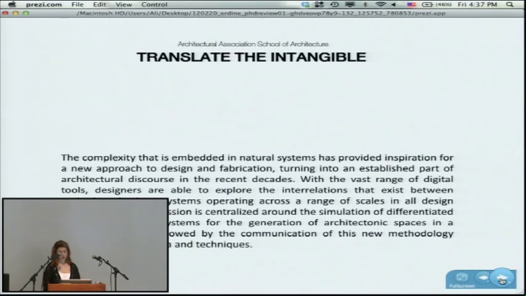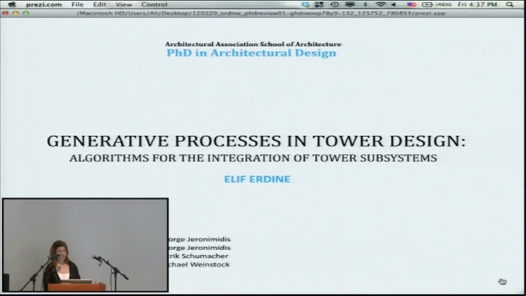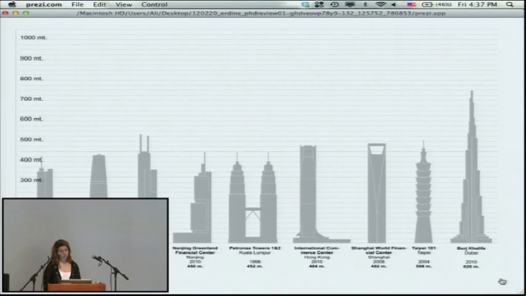So I will begin with my PhD research, which is related with the session's topic. It's called Generative Processes in Tower Design. And my advisors are George Germinidis, Patrick Schumacher, and Michael Weinstock. So I'll give a brief intro of what I'm dealing with.